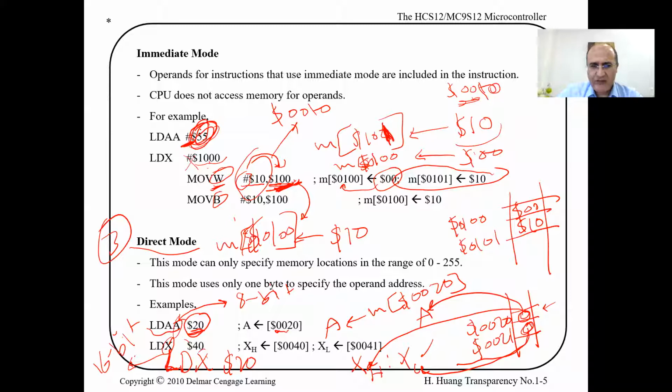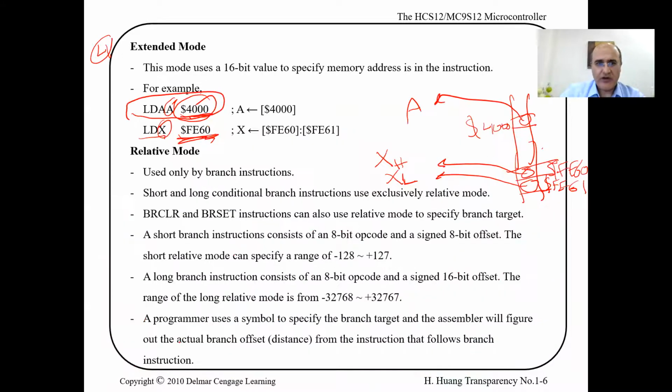It matters because the size of this instruction is 1 byte less than the size of this instruction. Okay? Because here you provide less, so your program code will be shorter.